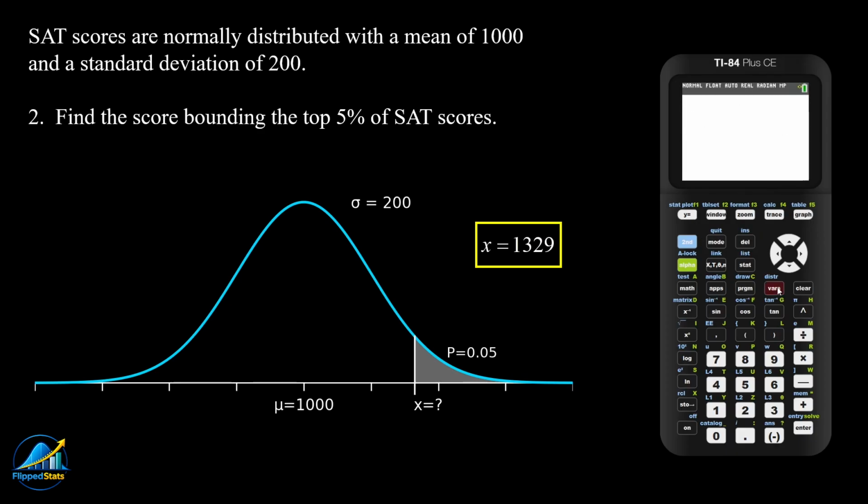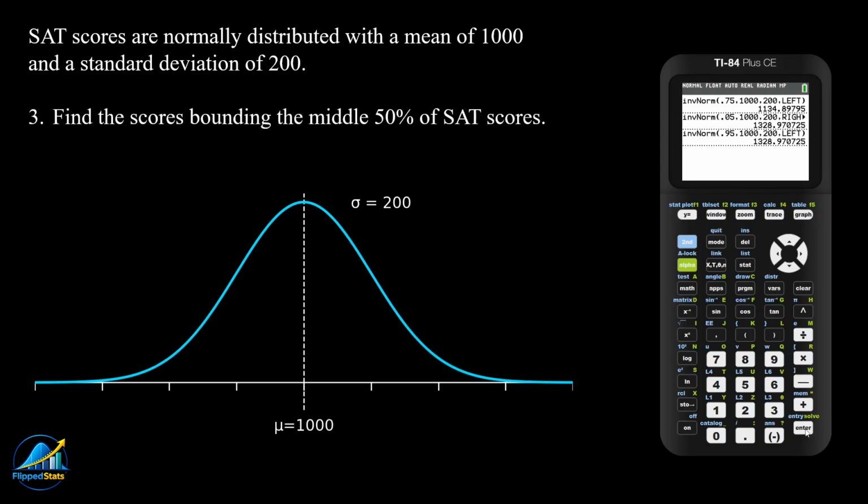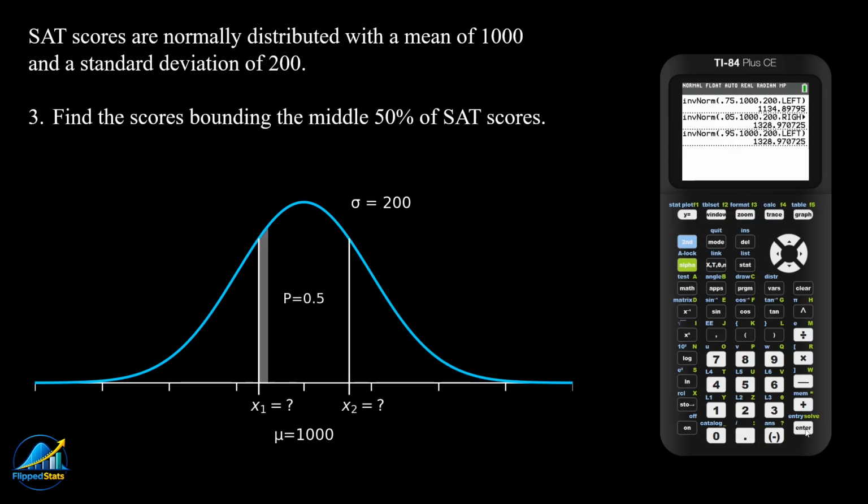So we go to second vars, we go to inverse norm, and we put in that percentile, area to the left being 95%. The mean and standard deviation are the same. And again, if you have an older TI, you don't have this tail menu at all. It's going to automatically give you the left tail. We paste that and hit enter. And we can just verify real quick that we get the exact same number as using 5% in the right tail.